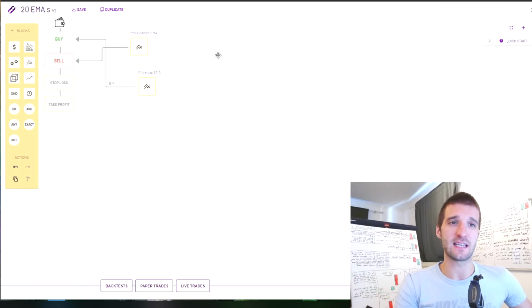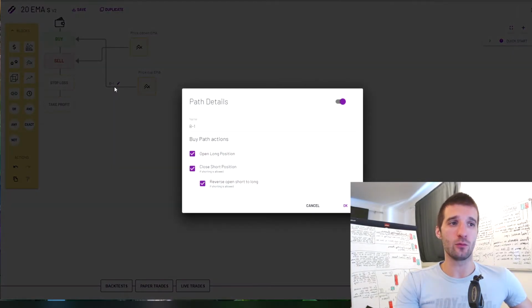Now we have the trade setup, but we need to determine what kind of conditions are needed after the price closes above the 20 exponential moving average in the long position. So we're going to click on this arrow over here, and we're going to see one more window to edit it.